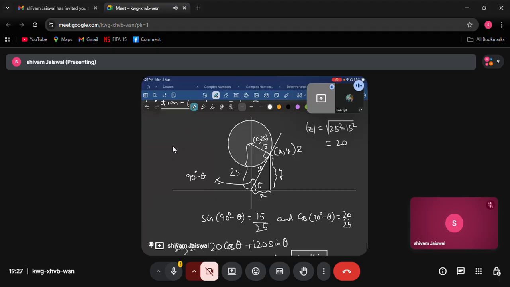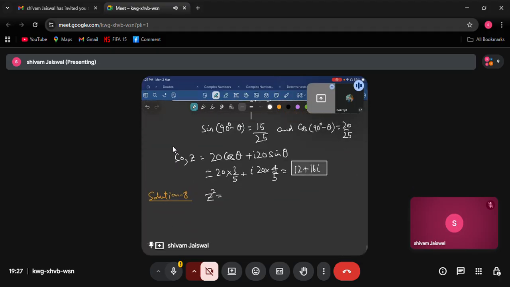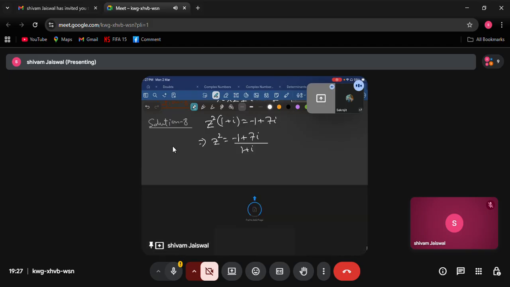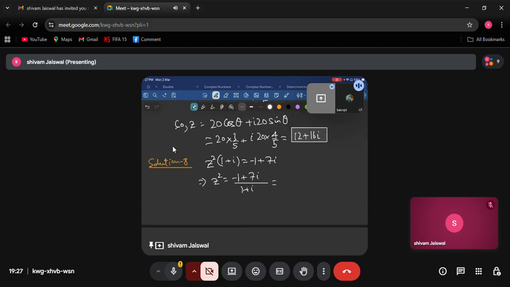Z square is equal to minus 1 plus 7 iota. Z square into (1, 1), meaning 1 plus iota, is equal to minus 1 plus 7 iota. So I can take 1 plus iota to the right hand side. I'll get Z square is equal to minus 1 plus 7 iota upon 1 plus iota. So let us rationalize. This will give us minus 1 plus 7 iota into 1 minus iota upon 1 plus iota into 1 minus iota.